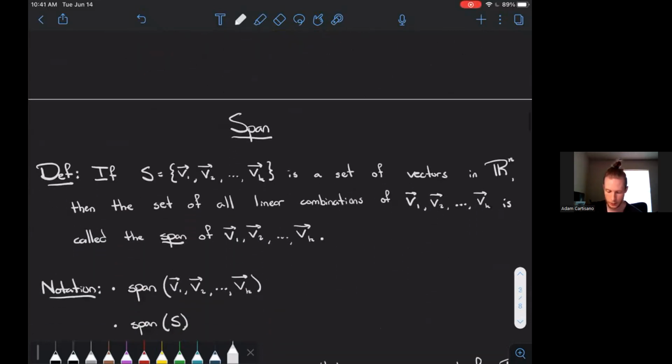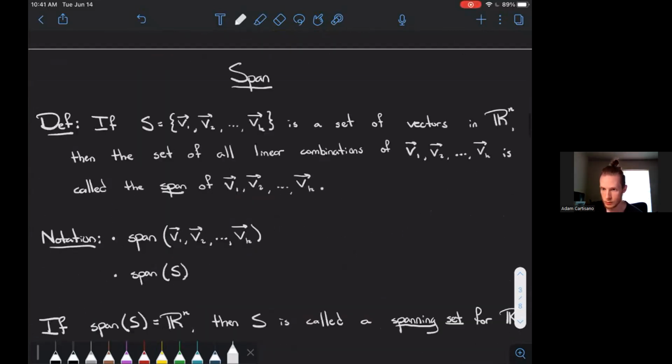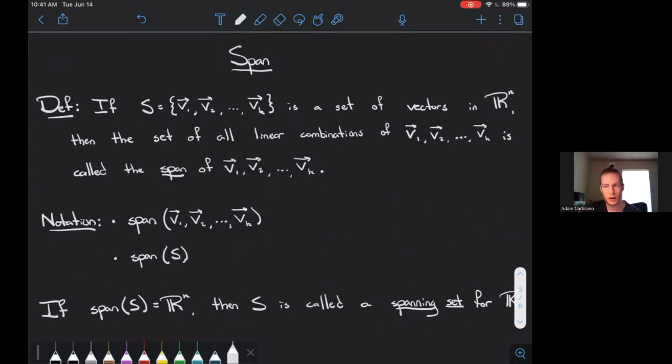So one thing that's really important to us is the collection of all linear combinations of a set of vectors. It's one thing to ask whether any one vector is a linear combination of a bunch of other ones, but another topic entirely is to ask what the set of all linear combinations of a specific set of vectors is. That's such an important concept that we give it a name, the span of those vectors. So let me give you the precise definition.